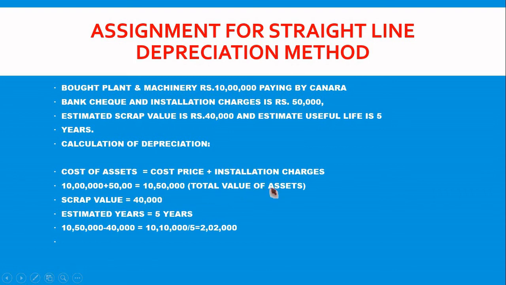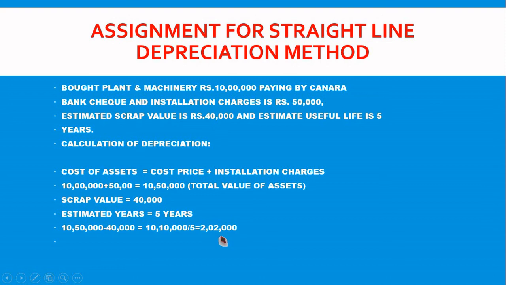This is the total value of the assets. Scrap value is 40,000. Estimated useful life is 5 years. So 10 lakh 50,000 minus 40,000 is 10 lakh 10,000, divided by 5 years. So annual depreciation is 2 lakh 2,000.